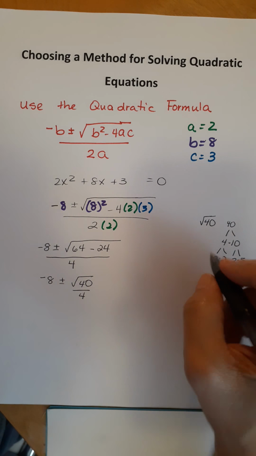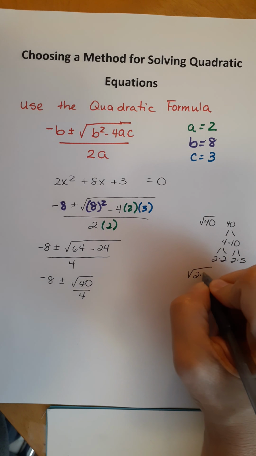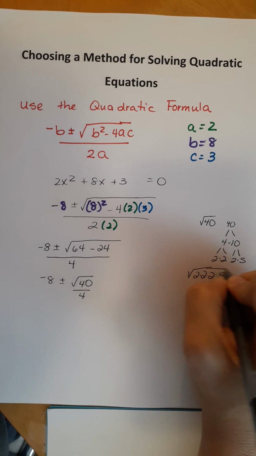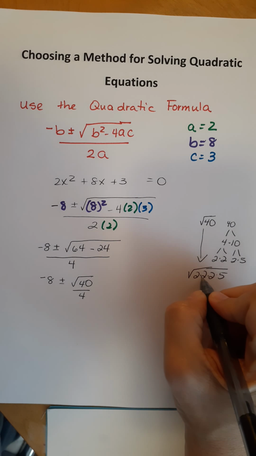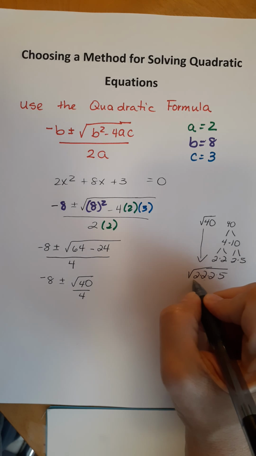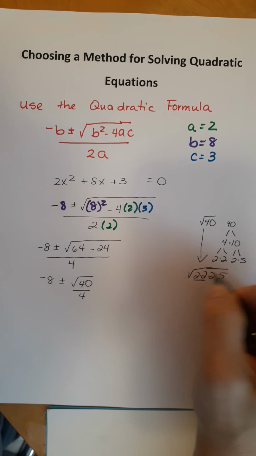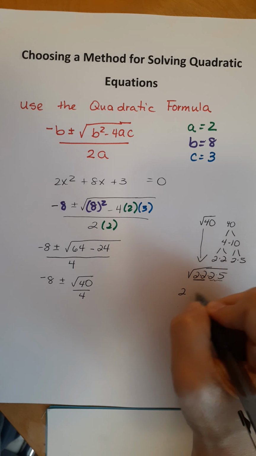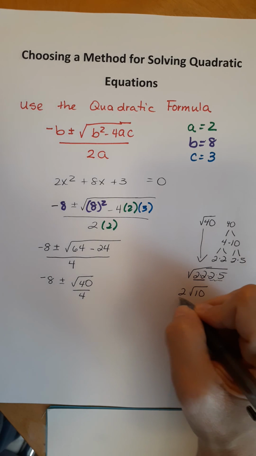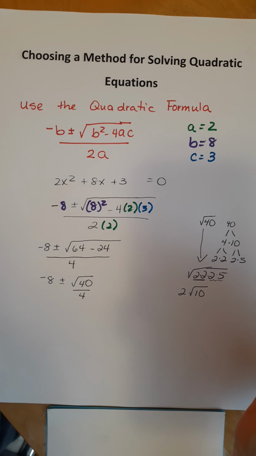All right, I'm going to put that inside the square root. Okay, so I just substituted this with this. This has no index, so I'm looking for pairs, groups of 2. This is 2 times 2. I can take that out. I'm left with 2 times 5, which are not the same number, so they stay in there. And it's 2 square roots of 10.